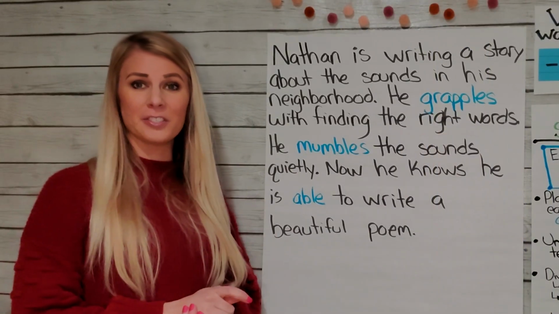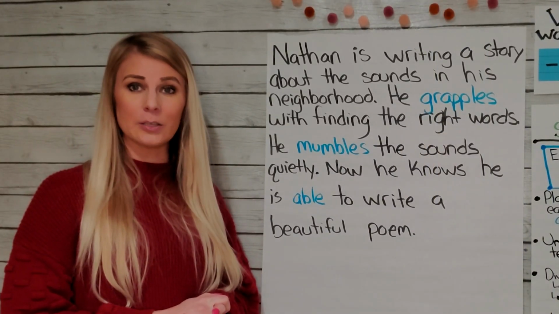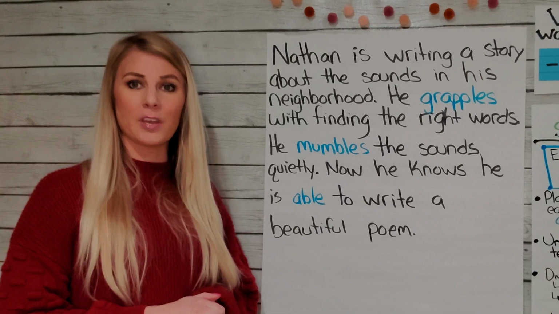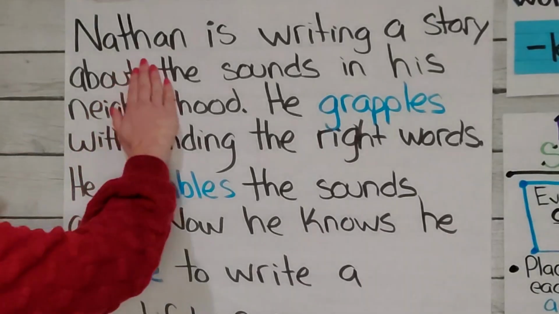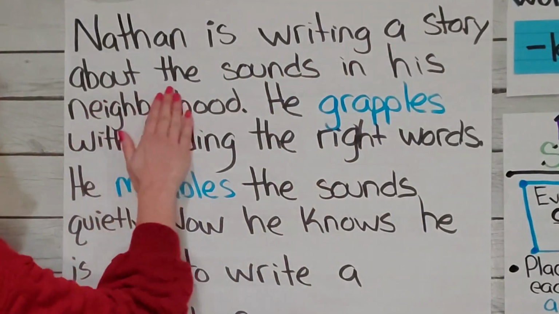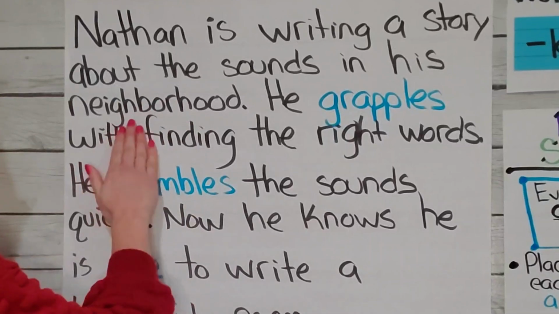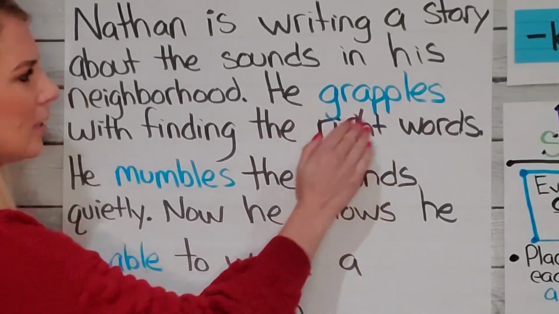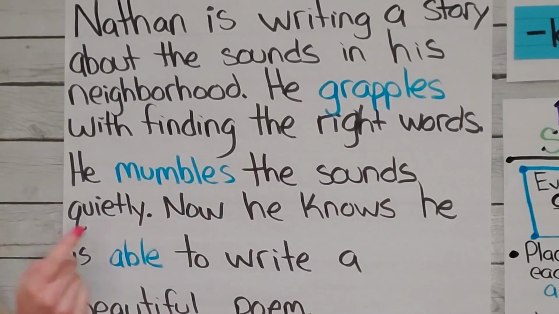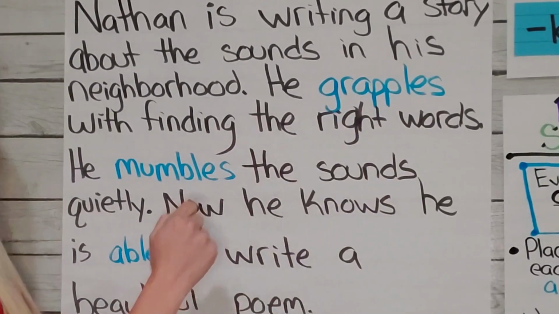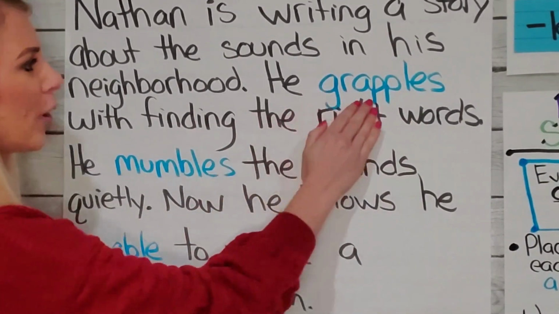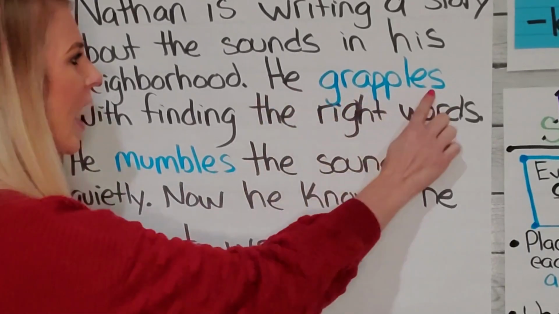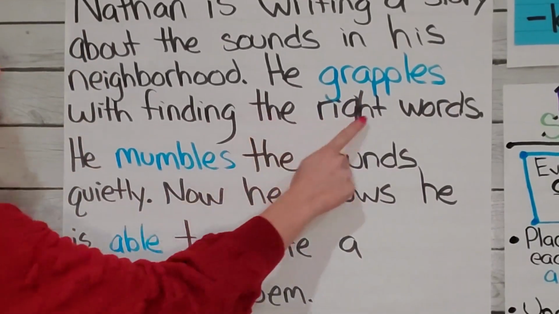Readers, now that we understand how to read consonant LE words, let's practice reading some of them in this story. Nathan is writing a story about the sounds in his neighborhood. He grapplas. That doesn't sound right, but remember this LE at the end of the word says ul. Grapples. He grapples with finding the right words.